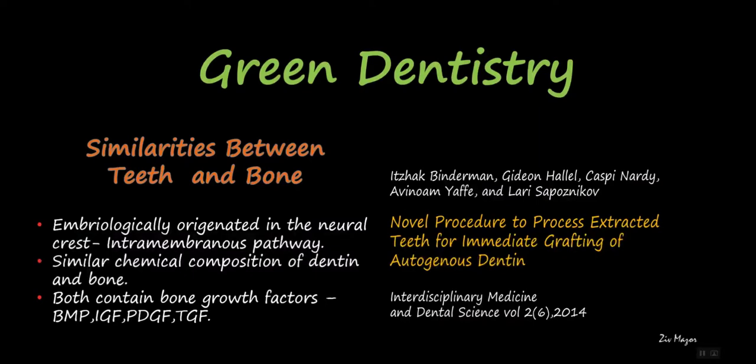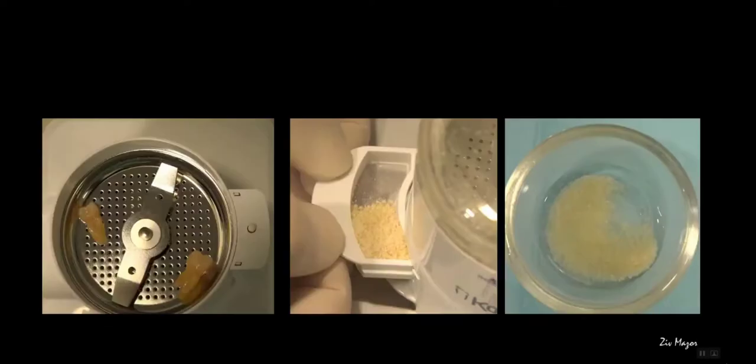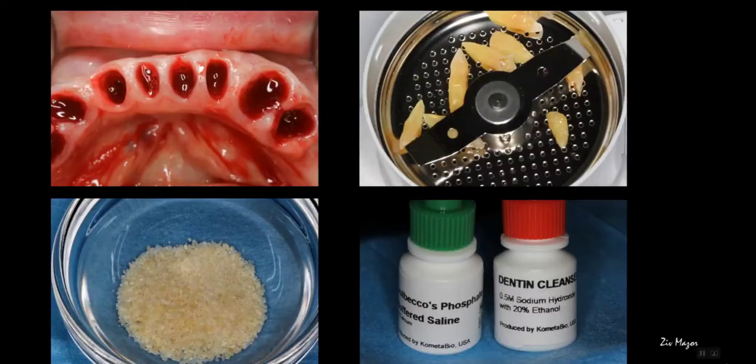The first pioneer that brought up that system that I'm utilizing was Professor Binderman from Tel Aviv, and he published in 2014 his novel procedure to process extracted teeth for immediate grafting of autologous dentin. And here you can see how teeth can be cleaned up, ground, and then sterilized with a special solution of pH 11 that destroys all bacteria and fungi. And then we bring back the normal pH with a phosphate buffer saline.